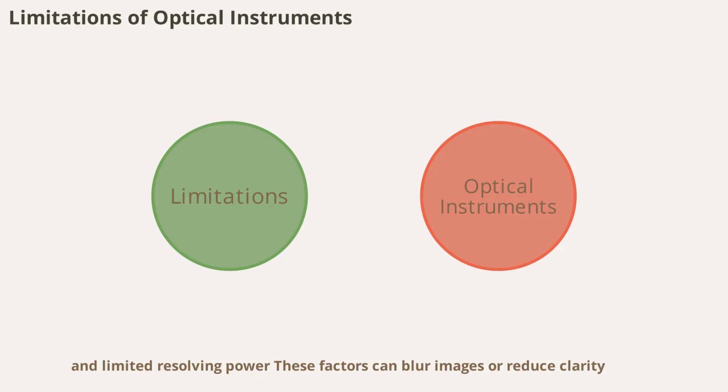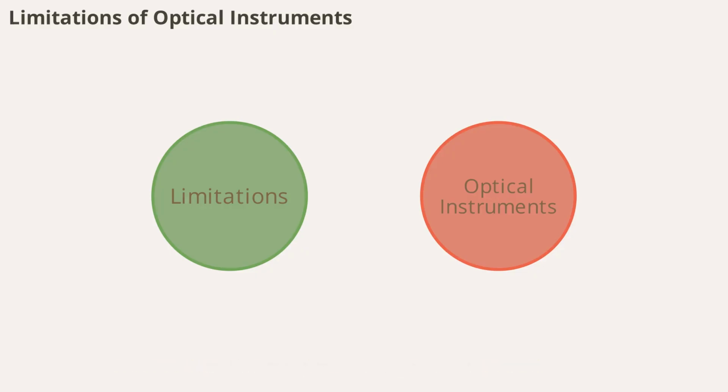Optical instruments have limitations, such as aberrations, diffraction, and limited resolving power. These factors can blur images or reduce clarity. Engineers and scientists continually work to overcome these challenges by developing better lenses, coatings, and designs to improve image quality.